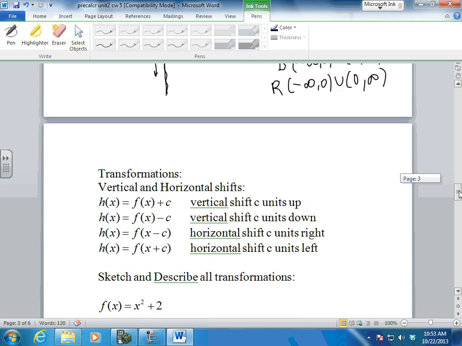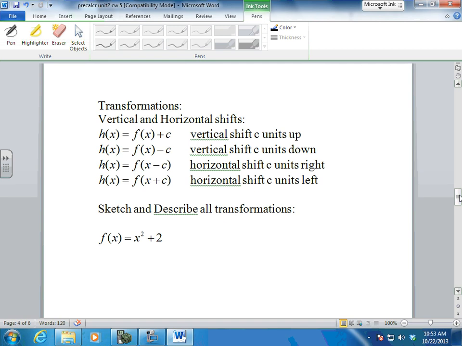Now, transformations. I gave you this sheet too, right? Okay. This tells you all your transformation rules that we're going to use in this packet. So right now, we're going to look at your verticals, up and down, and your horizontals, left and right, your shifts for these guys. So we base it on a basic formula.